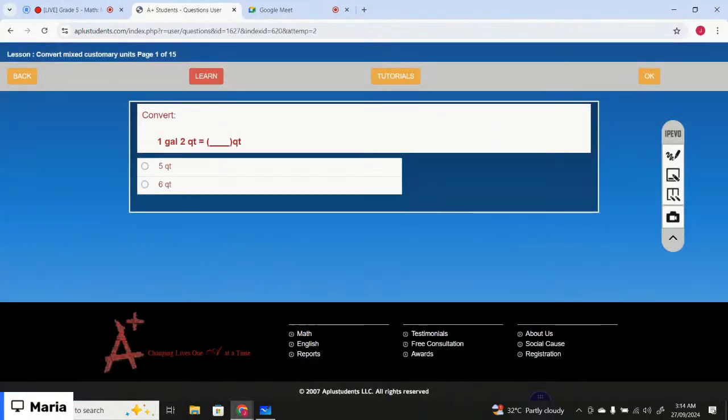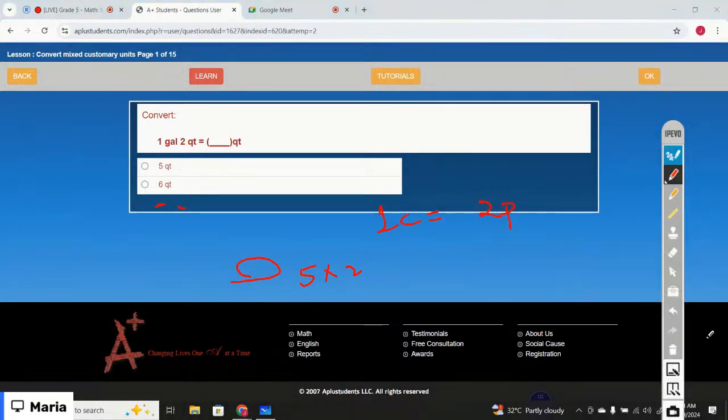Okay, then first one is 1 gallon 2 quarts. So you need to convert it to quarts, right? So we just did an example. 1 gallon equals how many quarts? 1 gallon equals 4 quarts, right?